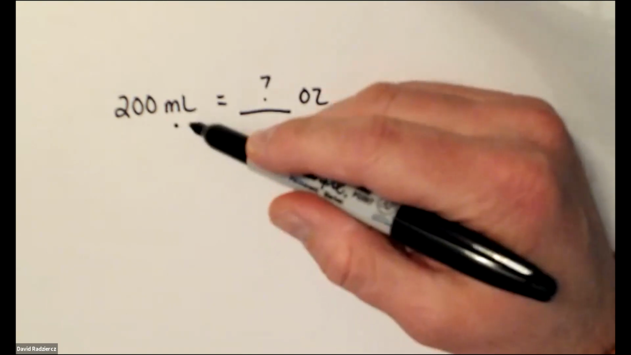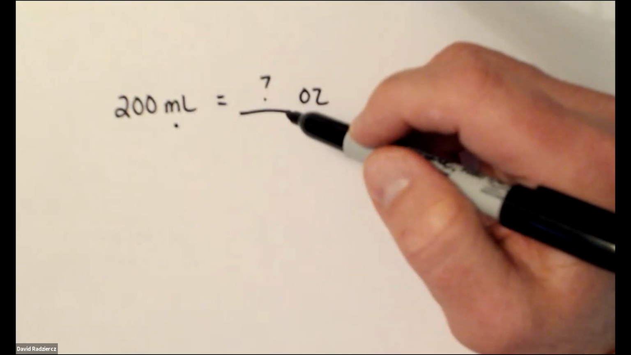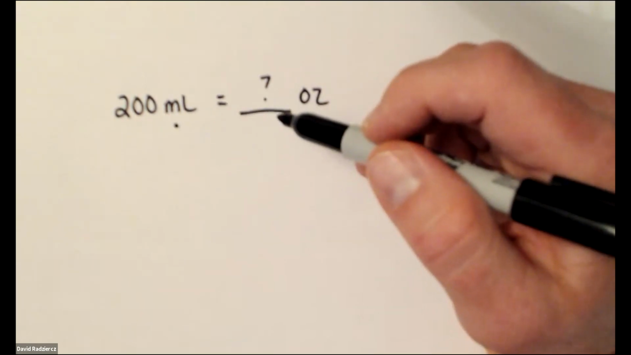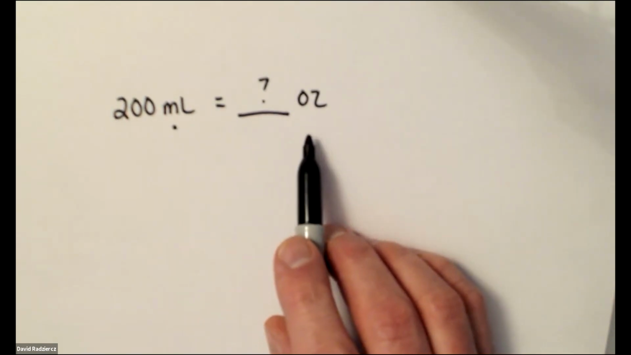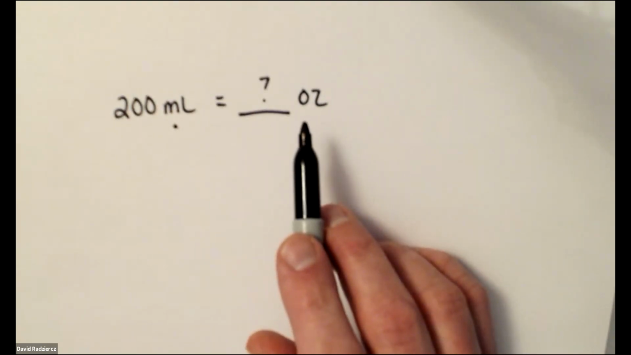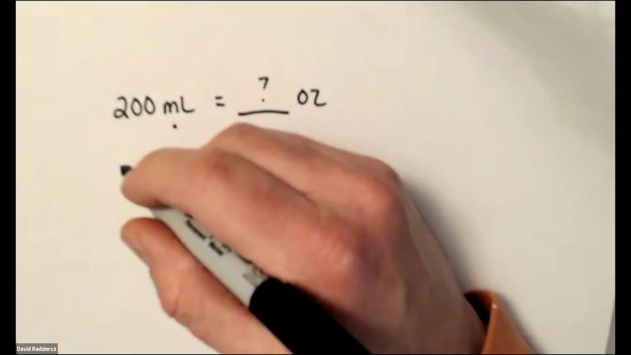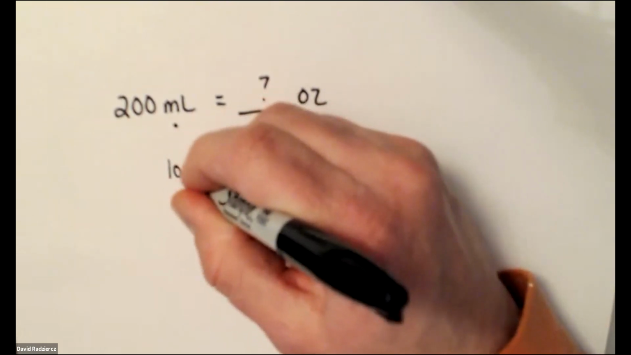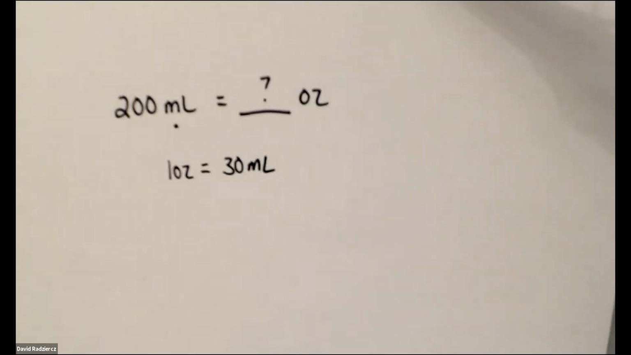When you stay within the metric system, so if I was going from milliliters to liters or liters to milliliters, you do not round when doing basic inter-unit conversions. But when you go from the metric system to the American standard system, you will likely need to round in some cases. So we have 200 milliliters. We know that 1 ounce is equal to 30 milliliters, right? So we know that.